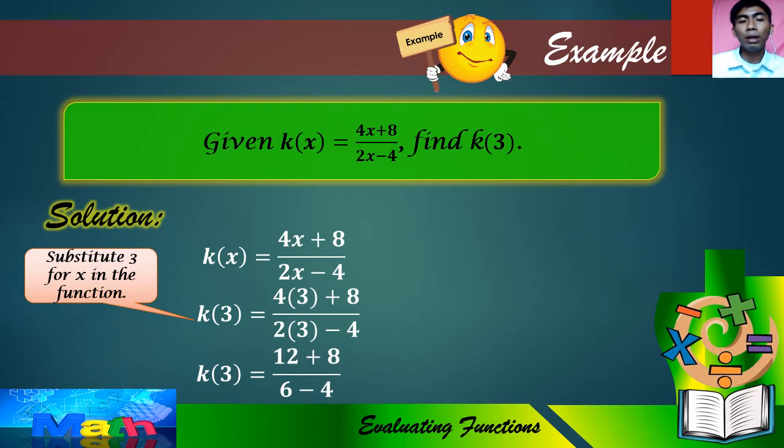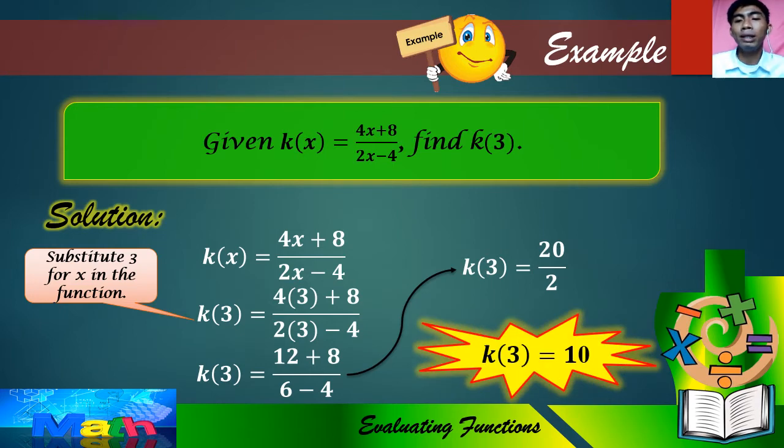K of 3 now is equal to 12. 12 is the product of 4 and 3 plus 8 all over 6. 6 is the product of 2 and 3 minus 4. K of 3 is equal to 20 over 2, or K of 3 now is 10.